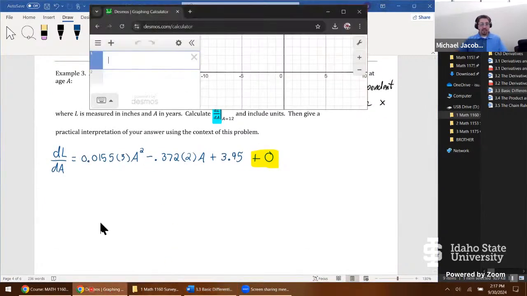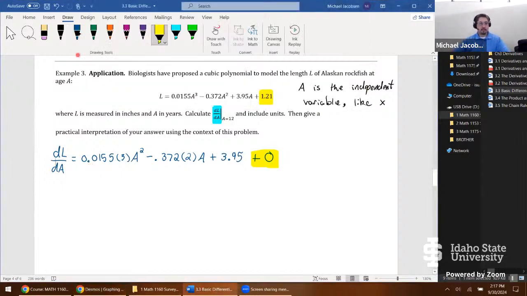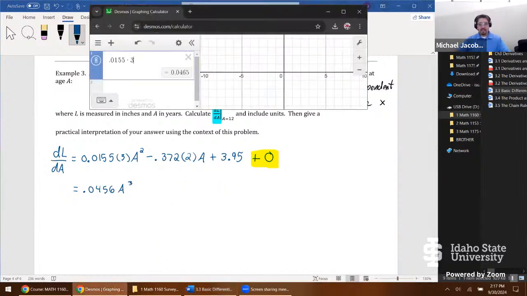But let's go and actually crank these out in the calculator. I have a coefficient 0.0155 times 3. So 0.0155 will be replaced with 0.0456. A to the power 3. And I should be able to do that one, but it's Monday, so let's make sure we get the coefficients exactly. 3.372 times 2. Instead of doing it in our head, I'll just do it that way, 0.744. That's going to be a minus 0.744.